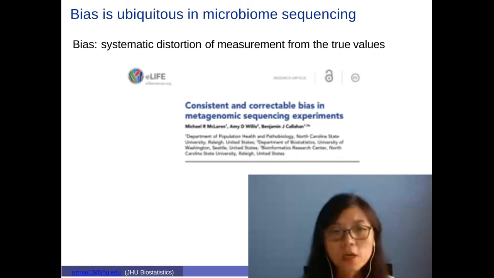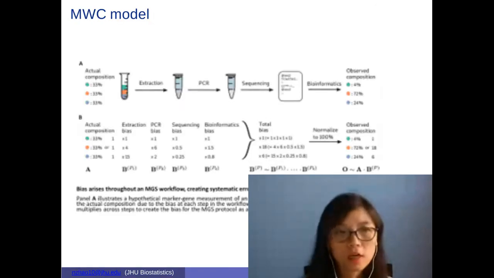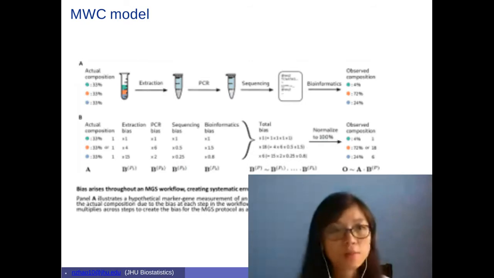Recently, there was a high-profile paper which characterized and tried to correct for the bias in metagenomic sequencing experiments. We call this model the MWC model, based on the initials of the three authors. The general conclusion from their experiment was that the bias is a multiplicative factor that works on the different bacterial relative abundances.